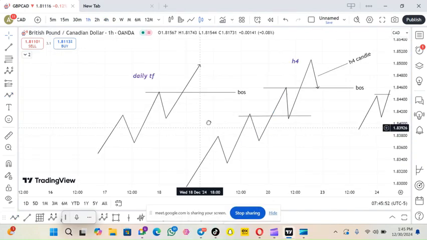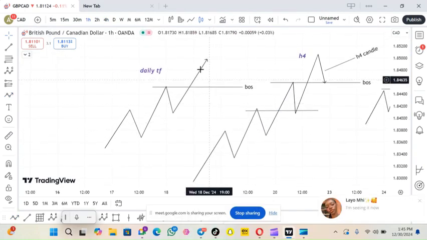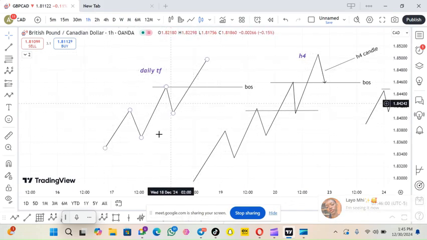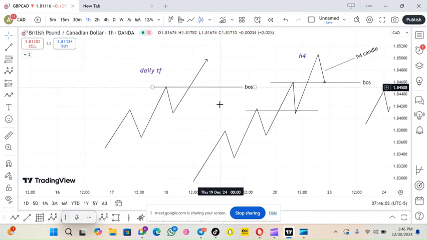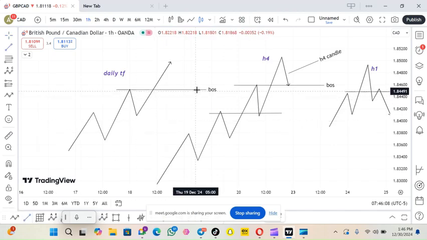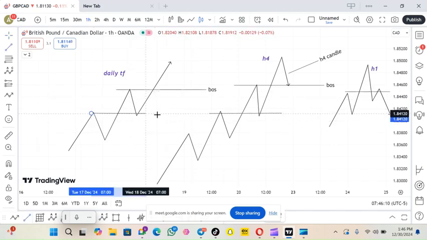Go over it again once more. So we already see that daily time frame is making the highs, right? Break of structure. Don't forget, whatever happens here, whatever happens at this level also happens at this level.